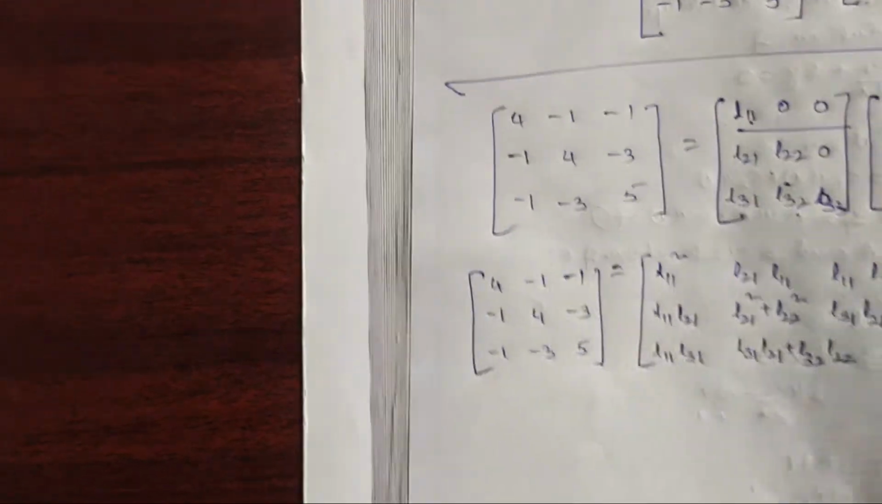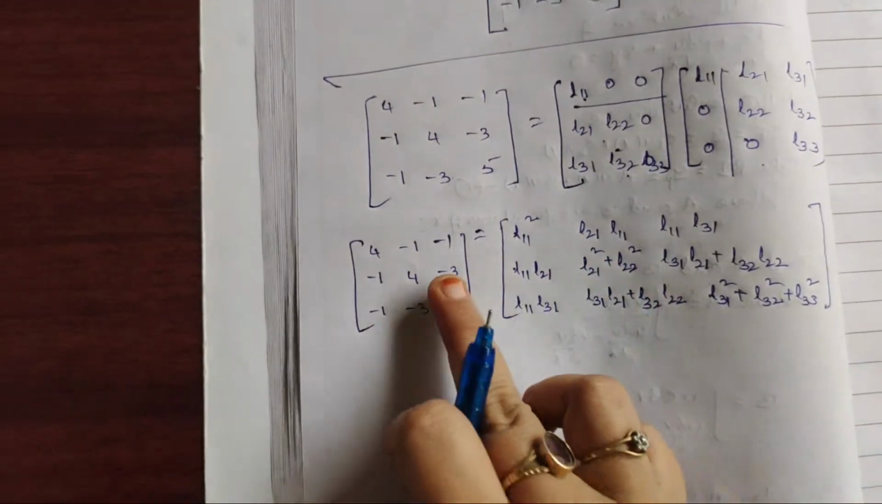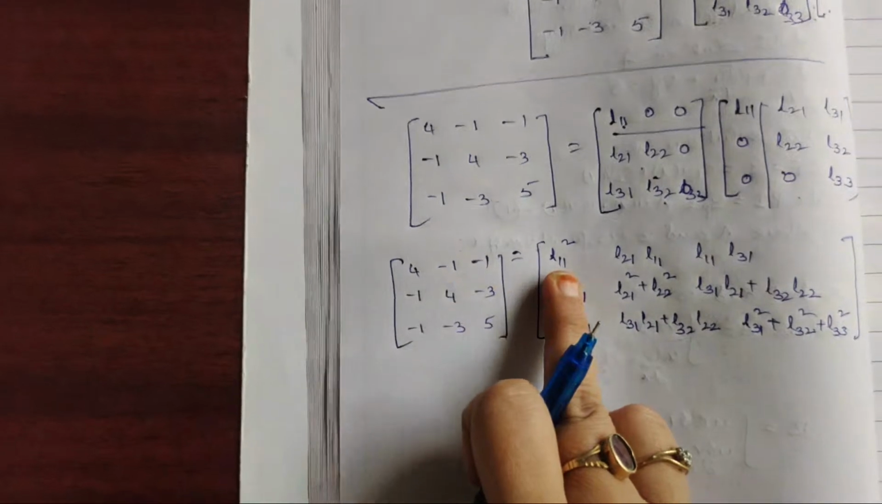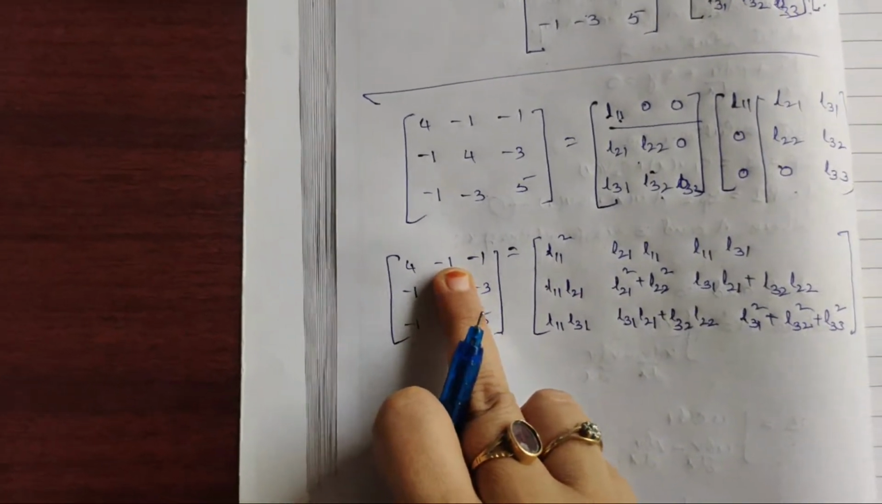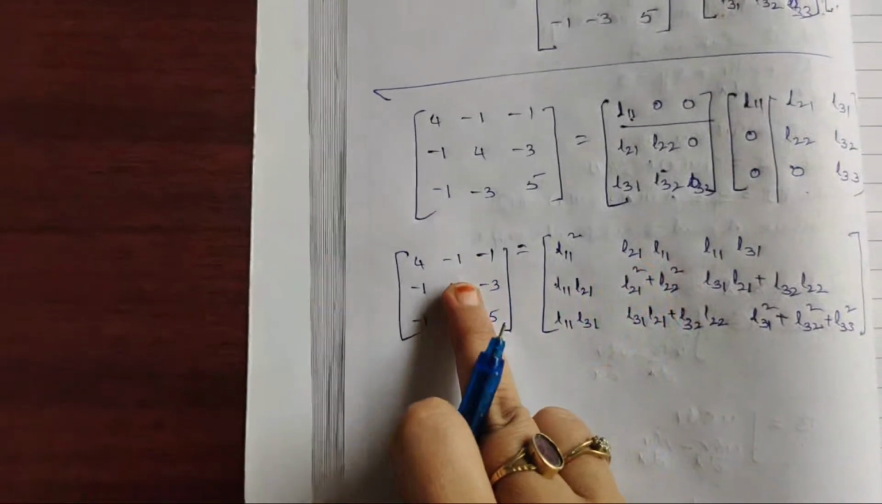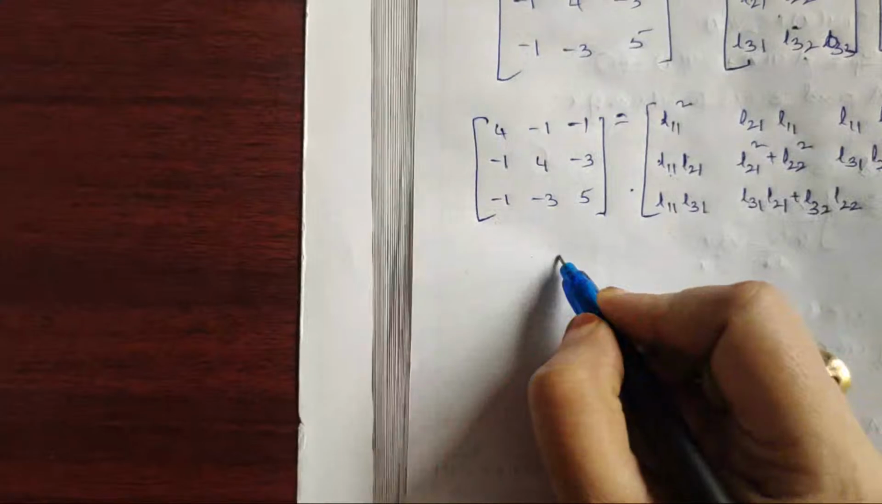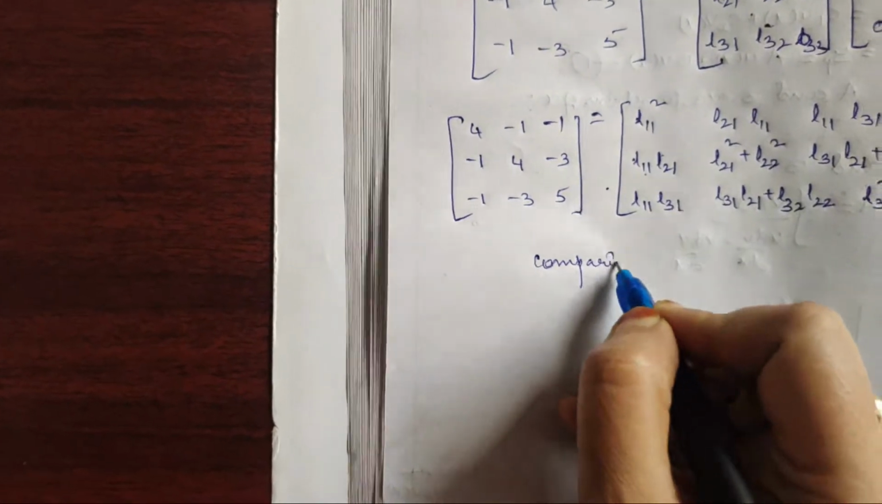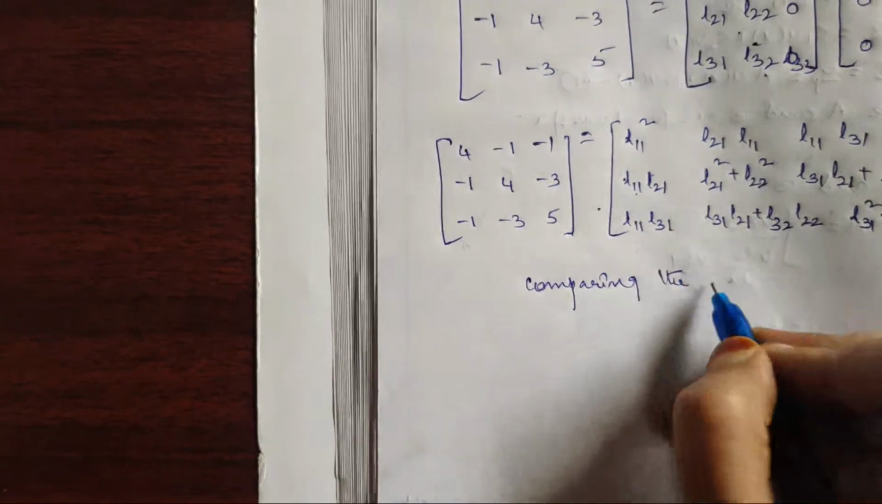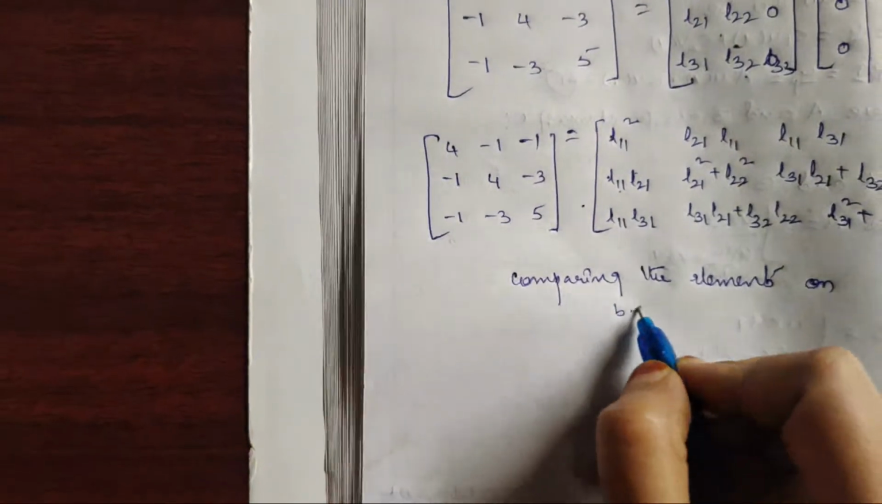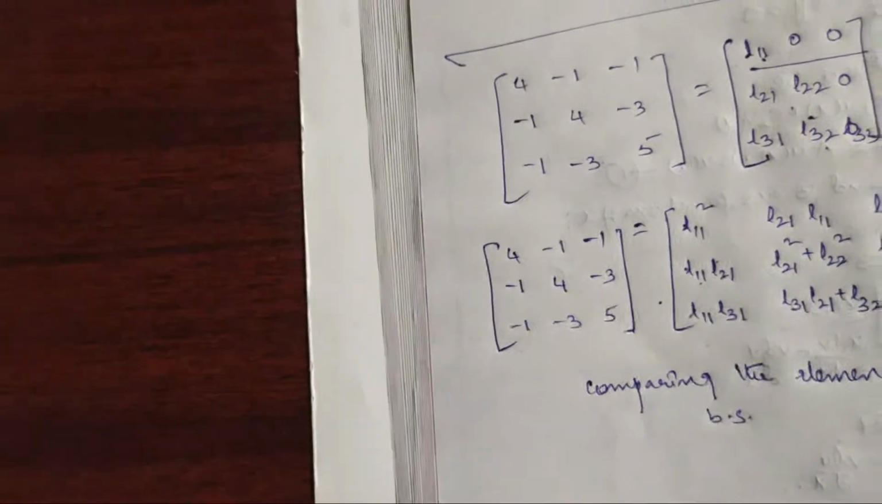Now you have to compare the elements on both sides. The respective cells are going to be compared with the respective cells, the first cell with the first cell, the second with the second. In that case we are going to get all the L values. So comparing the elements on both sides, what are you going to get?